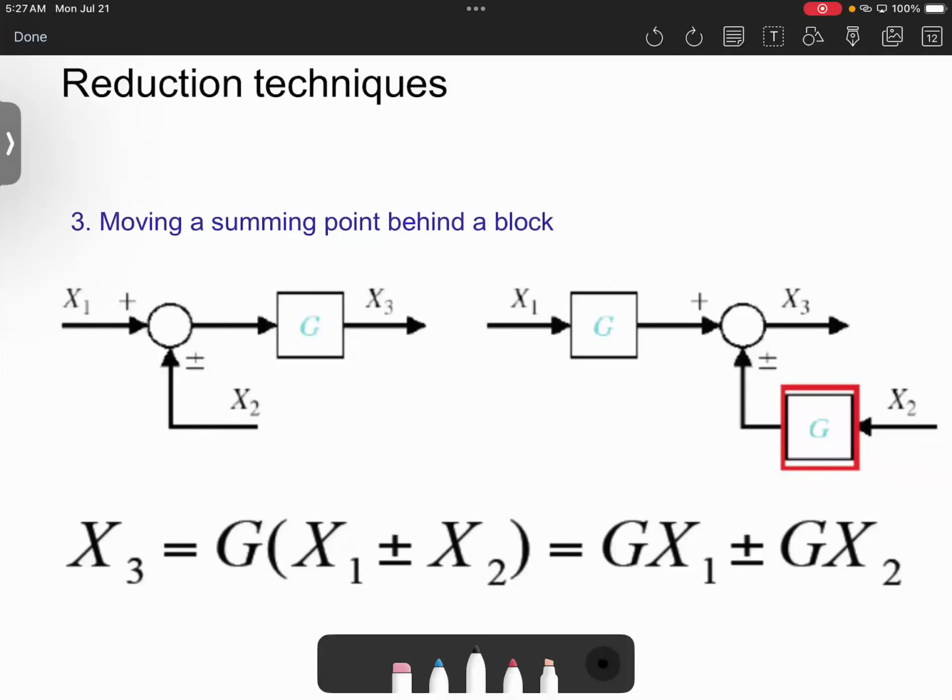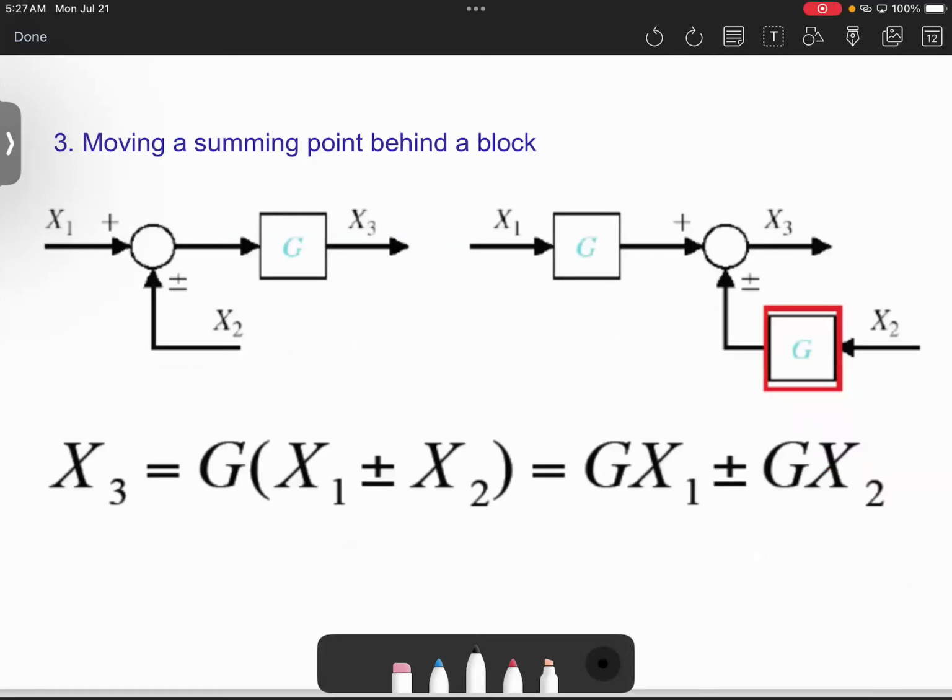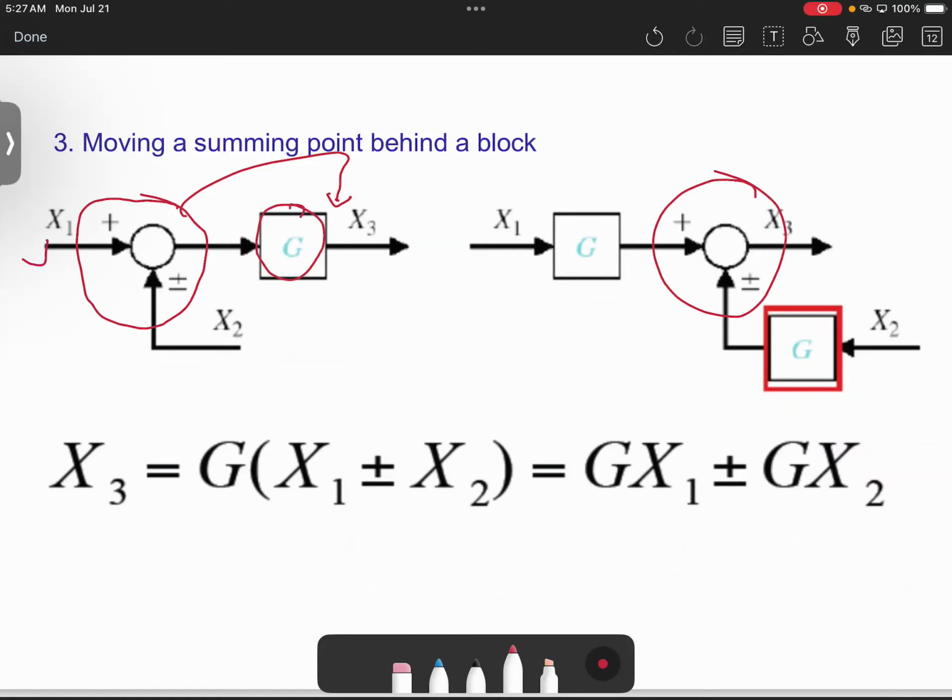Now, there's some other reduction techniques, which is moving a summing point behind a block. Basically, sometimes you can have the summing point here, and for some reason, you need to change it to go here, like what we have here. If you need to change it, you can keep in mind that this is G of S. It will be multiplied here, G of S here, and G of S here. And that's what we did.